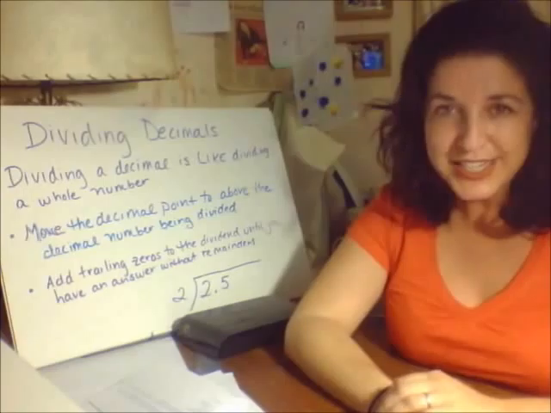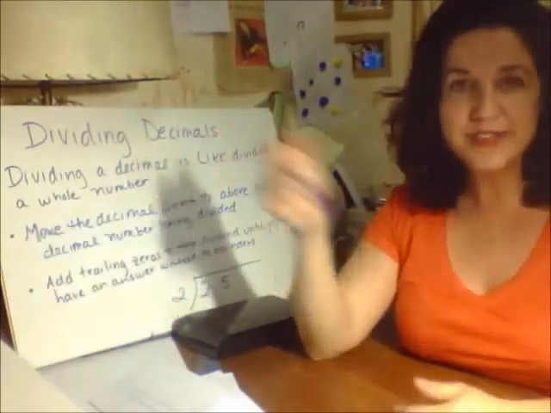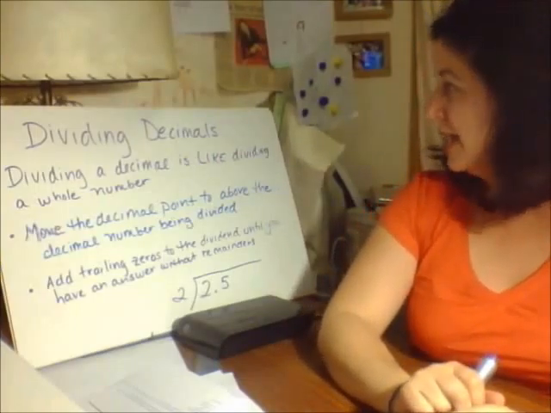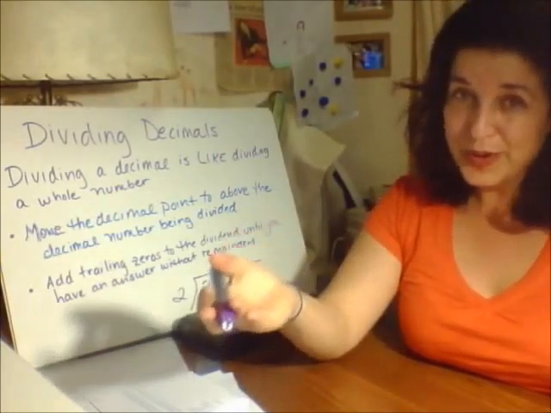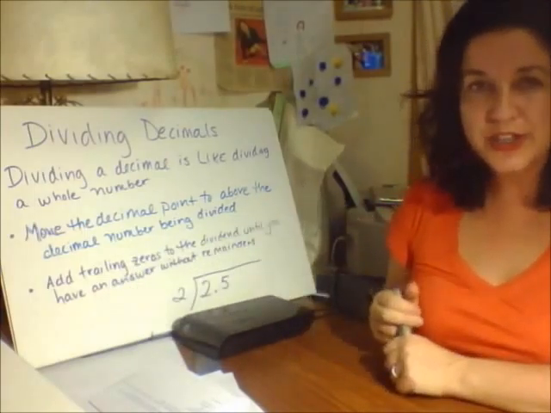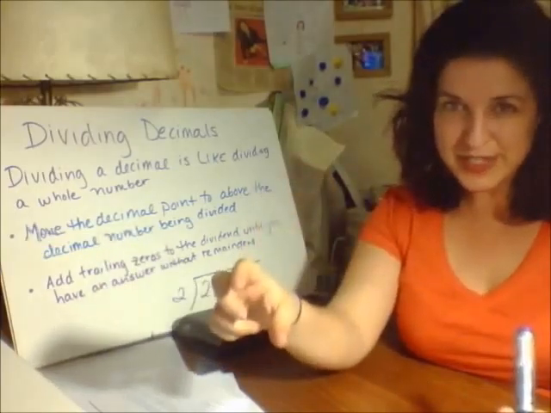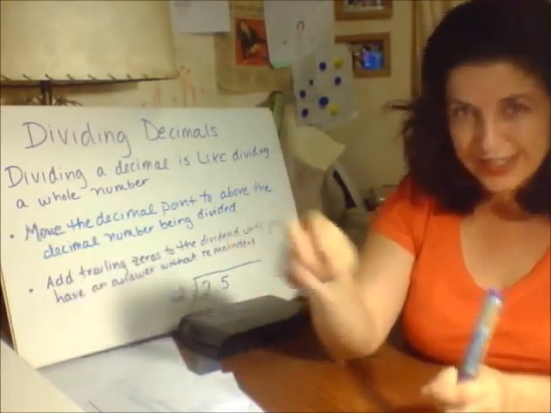Okay, now let's look at dividing, which is a little bit more tricky, but nothing to be worried about. With dividing decimals, it's like dividing a whole number. But there are a few little tricks. The first thing is you want to make sure that you move the decimal point above the number that's being divided in the location that it is. So just move it straight up.